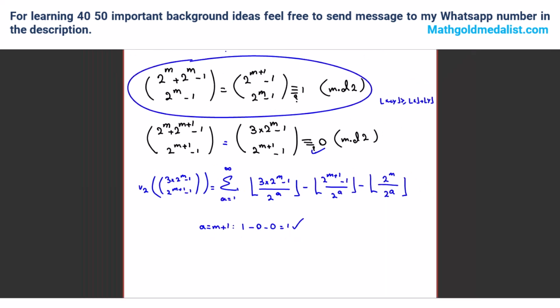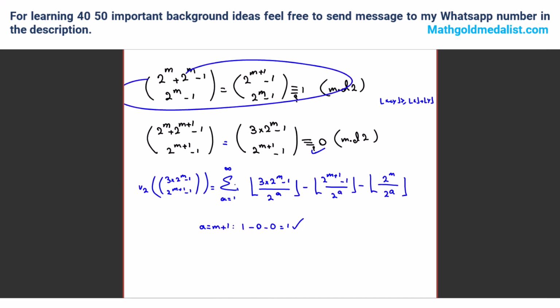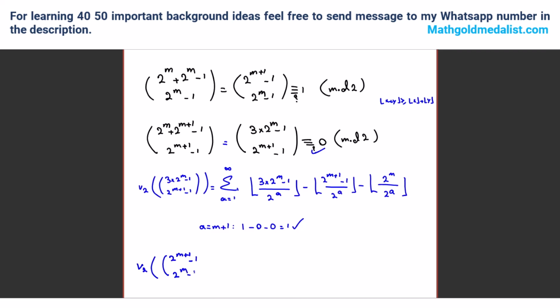Now, this part is a bit harder, because for this one we should prove all of them should be 0, right? So V2 of (2^(m+1) minus 1) over (2^m minus 1) is what? It is the sum from a equals 1 to infinity of floor((2^(m+1) minus 1)/2^a) minus floor((2^m minus 1)/2^a) minus floor(2^m/2^a).